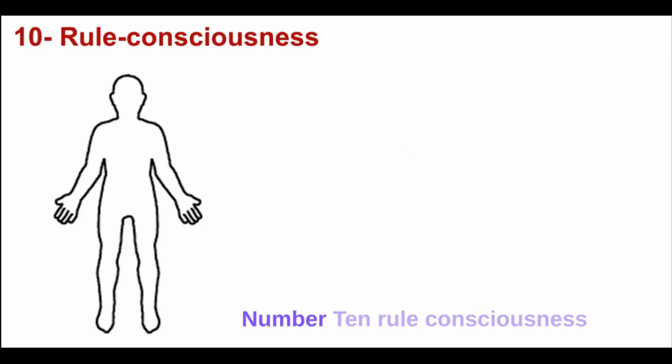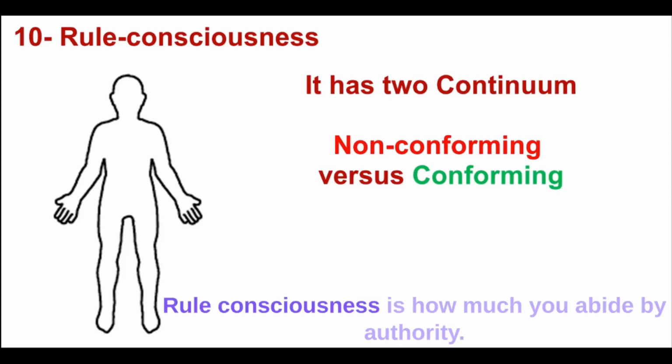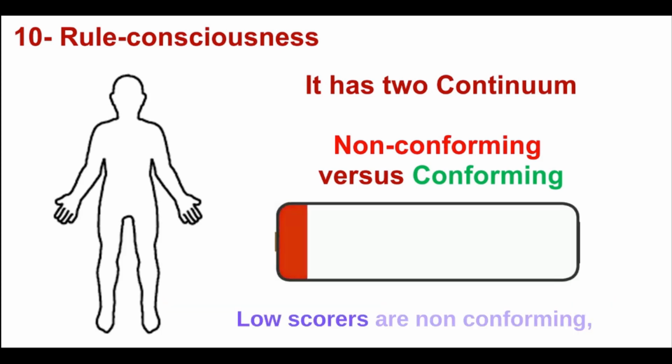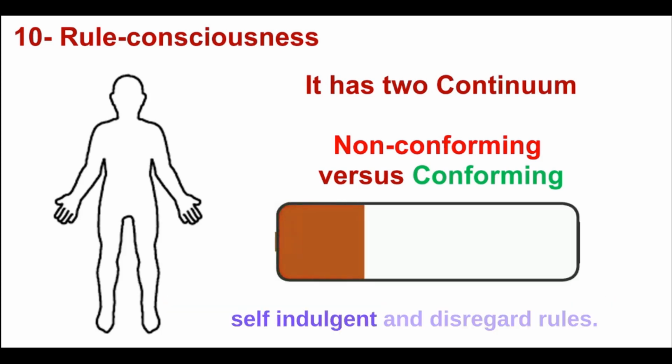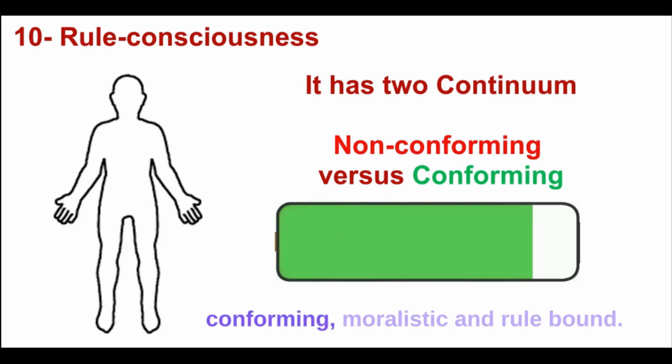Number 10, rule consciousness. Non-conforming versus conforming. Rule consciousness is how much you abide by authority. Low scorers are non-conforming, self-indulgent, and disregard rules. High scorers are rule-conscious, dutiful, conforming, moralistic, and rule-bound.